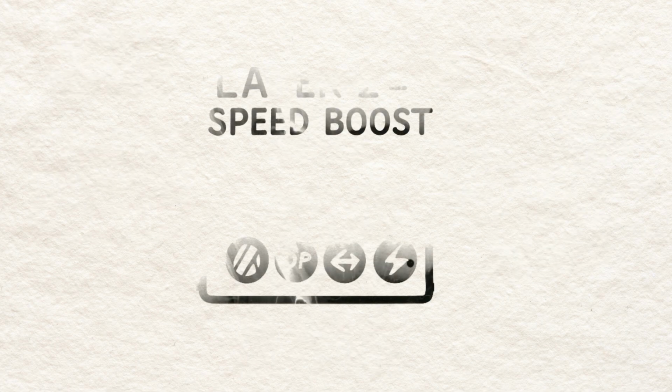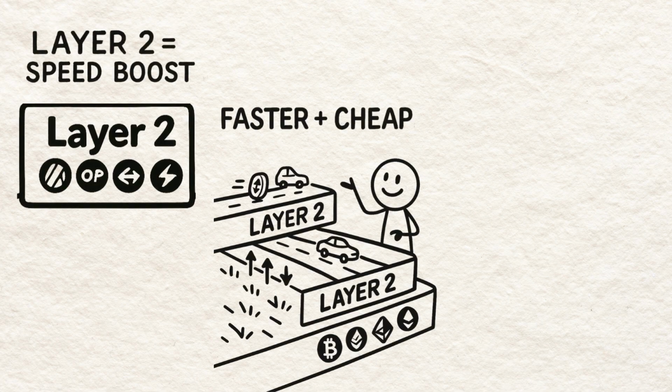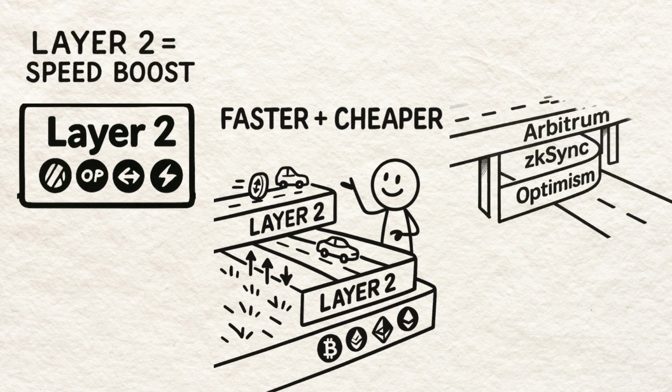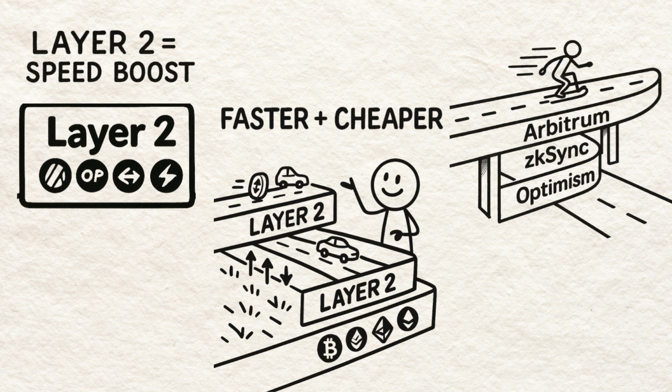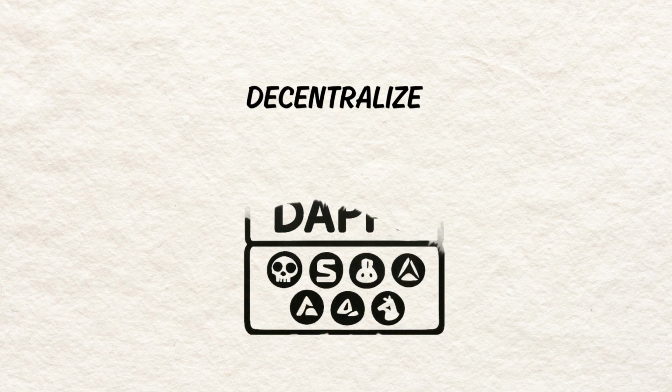Layer 2, the speed layer. Layer 2 sits on top of Layer 1 to go faster and cost less. Think express lanes built over highways. Projects like Arbitrum, Optimism, and zkSync help Ethereum scale. They don't replace Layer 1, they upgrade it. Fast, cheaper, DApps, or decentralized applications.